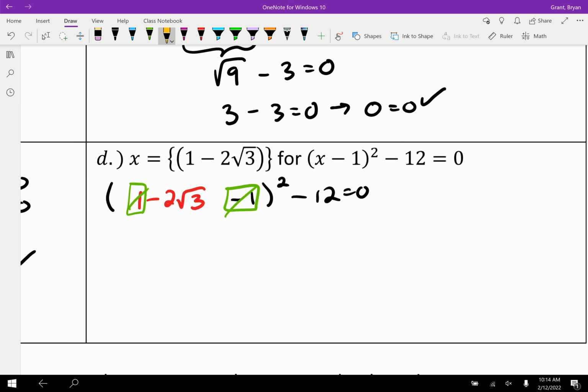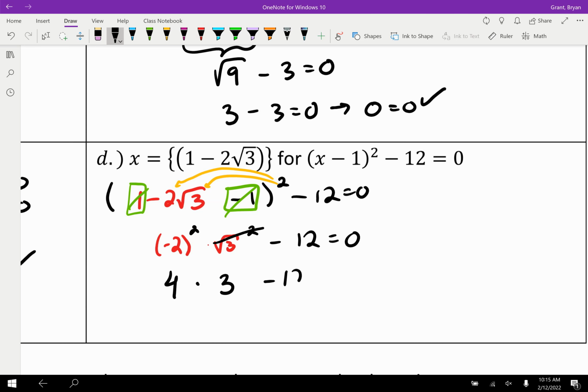So I'm going to do that same trick from last time and distribute the square to the negative 2, don't forget the minus that's there, and the 2 to the square root of 3. So this is going to give me negative 2 squared and square root of 3 squared. Let's get that square in there. There's still a minus 12 equals 0. Negative 2 times itself we did earlier, that's 4. Square root of 3 squared is 3. And this to me looks like 12 minus 12 equals 0, which is true.